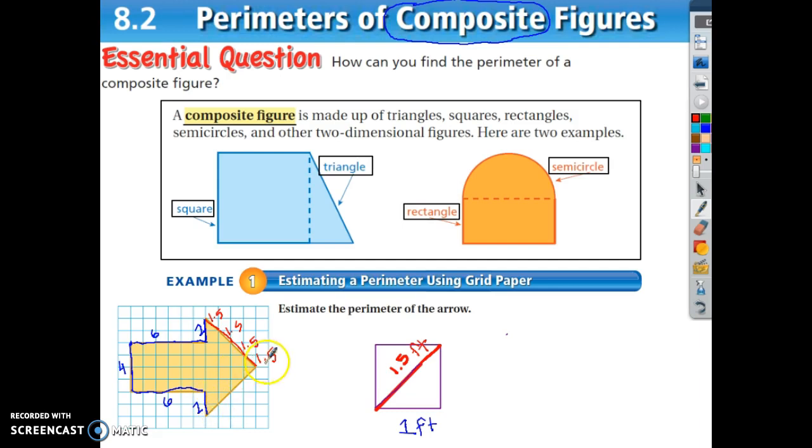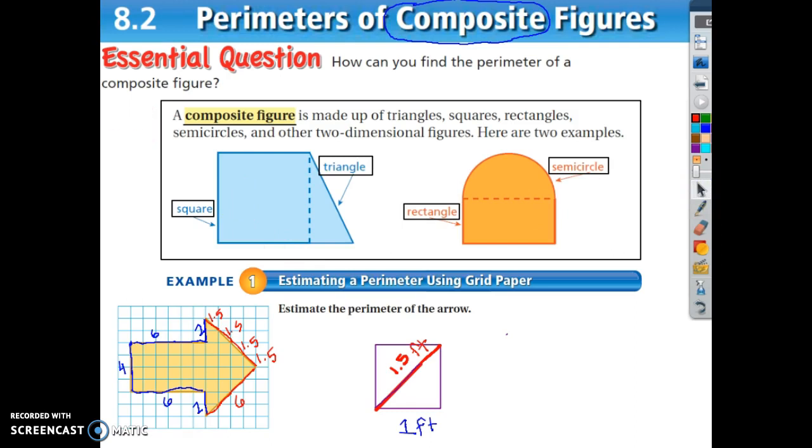Now when we count the bottom part of the arrow, it's going to be exactly the same as the top. So from corner to corner is 1.5, 1.5, 1.5, 1.5, and all four of those will add up to a total distance of 6. 1.5 plus 1.5 is 3, and then another 3 to give me a total distance of 6. So all I did is I added up that 1.5 four times.